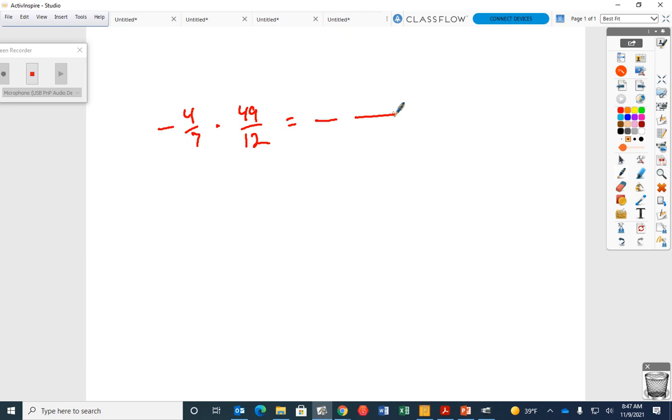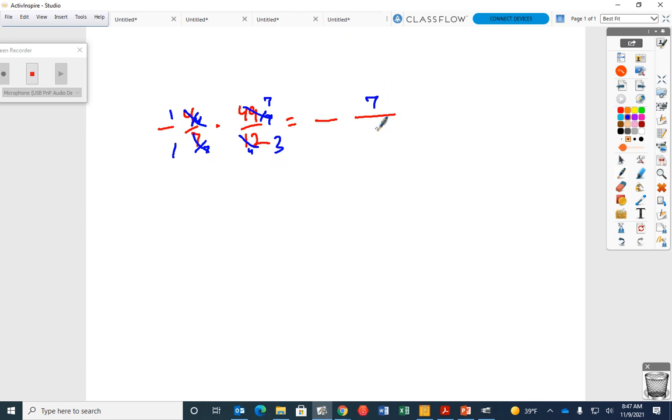Yeah. Now, when I say cross cancel, what is something that goes into both 7 and 49? 7. I can divide this by 7 and this by 7. What does this become? And what about 4 and 12? They're both divisible by what? 4. By 4. That's 1. And what's 12 divided by 4? Okay, so now I just multiply. 1 times 7 is? 7.